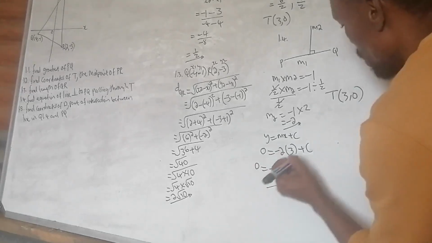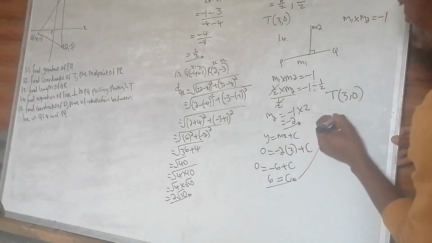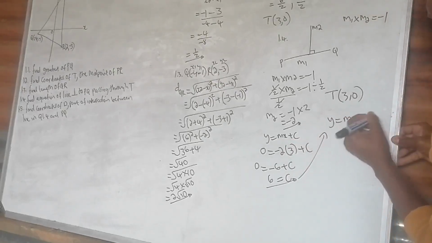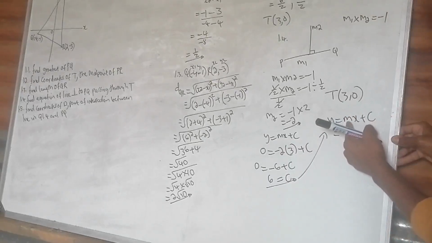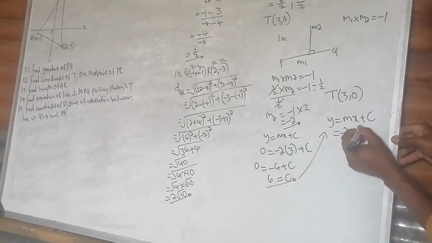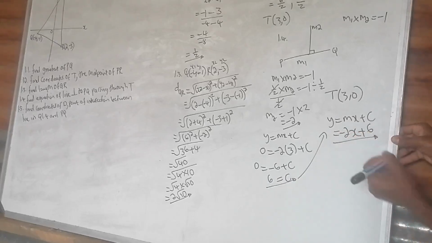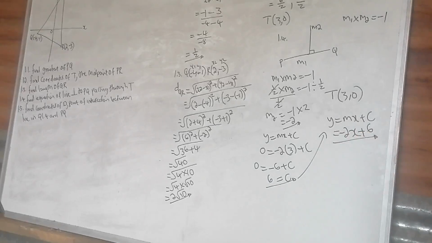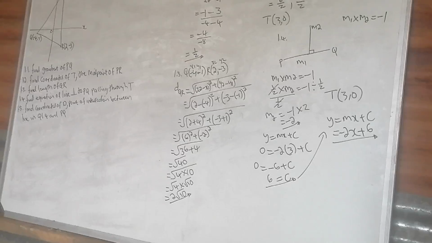Now I write the equation: y equals mx plus c, substituting the gradient negative 2 with x, and the value of c, positive 6. That's why I don't want you to miss any class, because paper 2 is a bit trickier than paper 1.